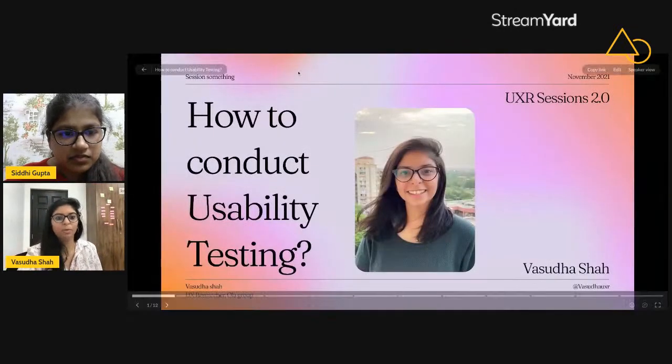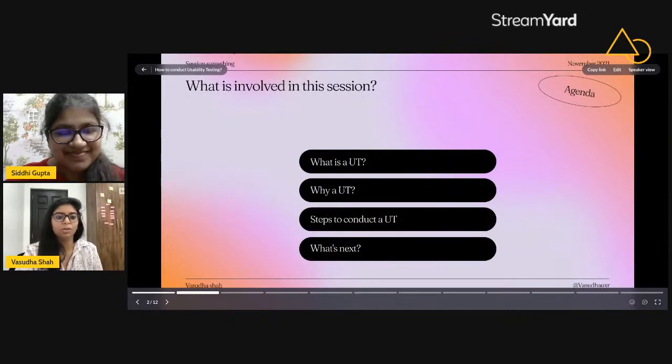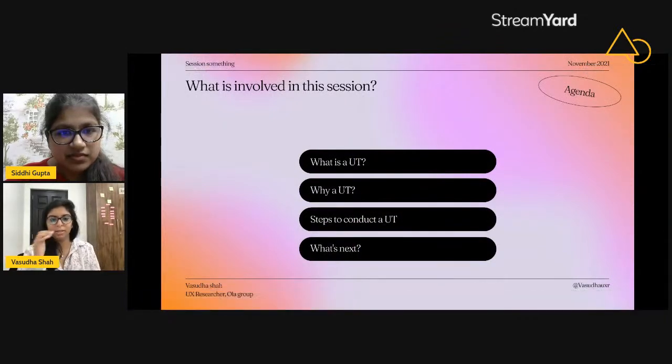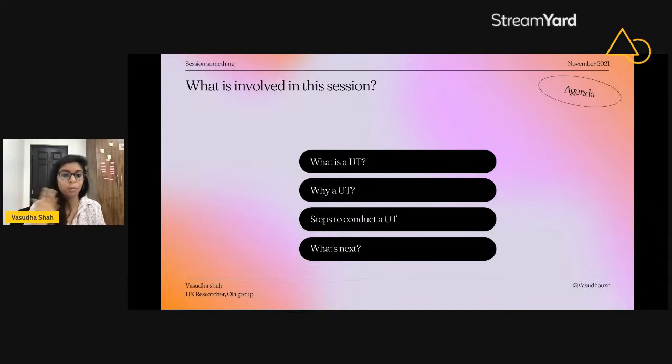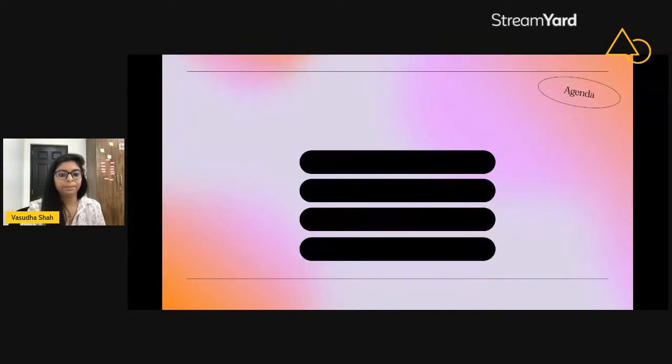So today we're going to talk about how to conduct usability testing. Awesome. I have structured this so that first I'm going to talk about what usability testing is, then why we conduct usability testing, and what the steps are to conduct usability testing. This is all that we're going to talk about today.